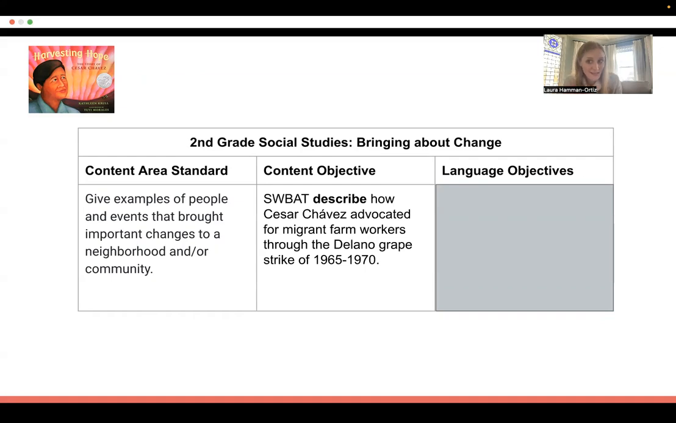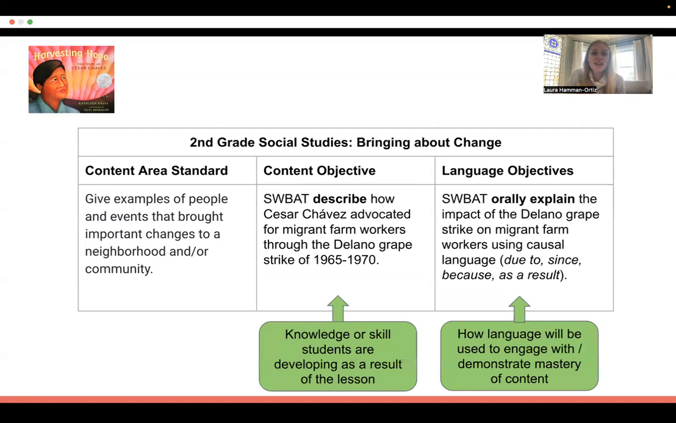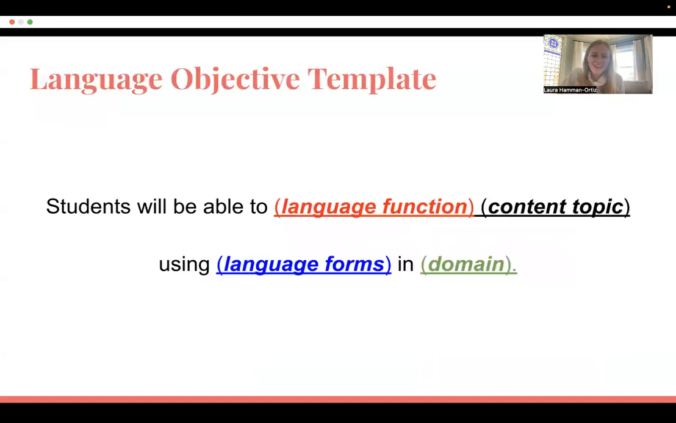So what are they doing with language? That's our knowledge or skill. I want them to be able to orally explain the impact of the Delano grape strike on migrant farm workers using causal language, such as due to, since, because, and as a result. So that's the specific language we're going to be practicing and using as we're describing how Cesar Chavez advocated and the specific impact that the strike had on the migrant farm workers. So you can see the interconnection again between content and language objectives. So that's it. That's what they are.